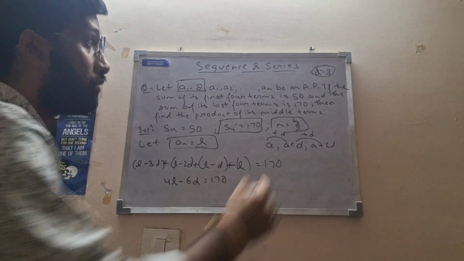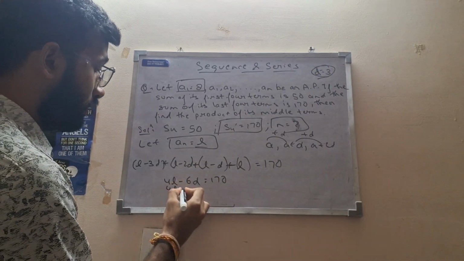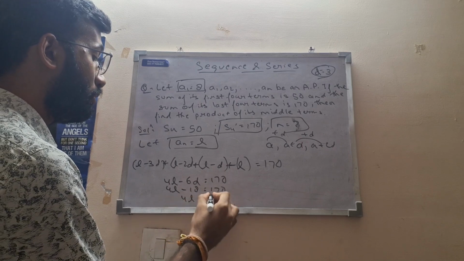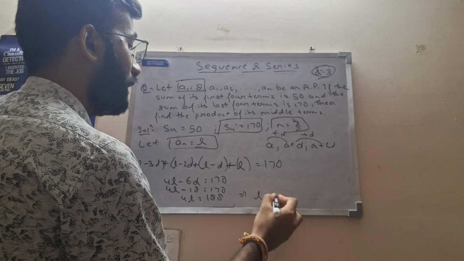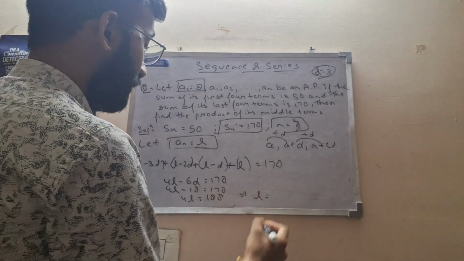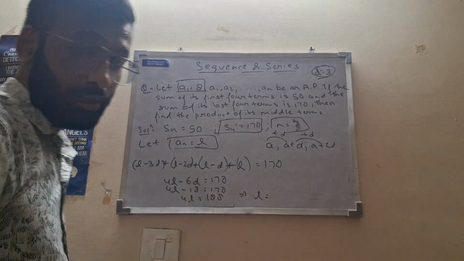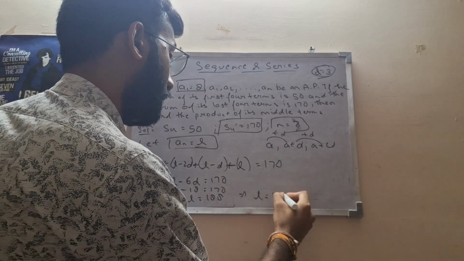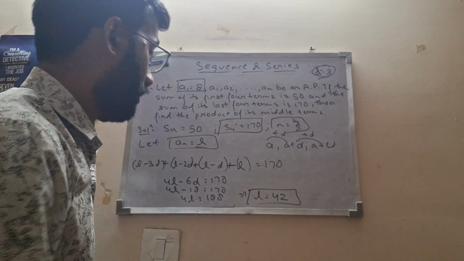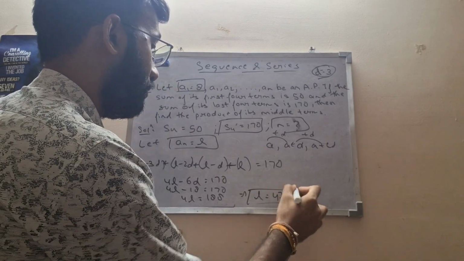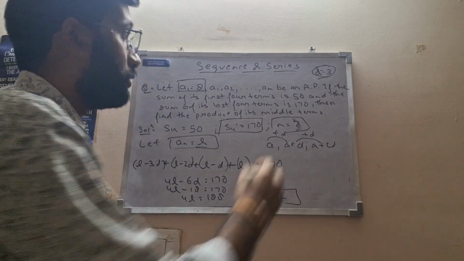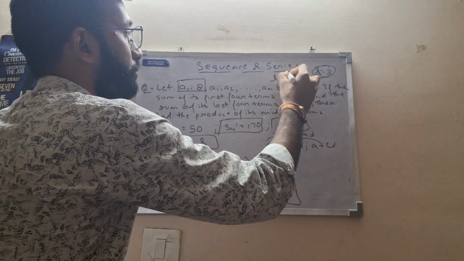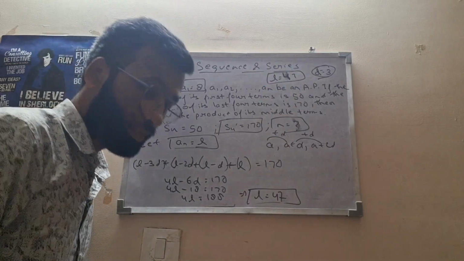We know the value of d. What is it? 3. Then 4L - 18 = 170. 4L = 188. So we got the L value, we have to divide it. What will we get? Dividing this, 4 and 42. Sorry, it will be 47. Okay, so we got our L, which is 47. This is our last term.